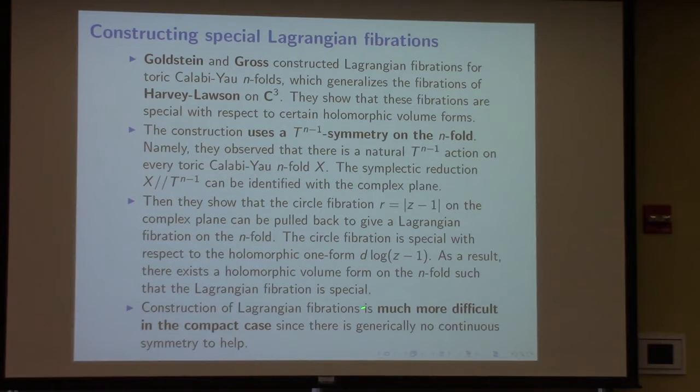Collisional Lagrangian fibration is much more different in the compact case, since we do not know how to use continuous symmetry to help. As I said, you can use a discrete symmetry, anti-holomorphic involution, that gives you one special Lagrangian, but you cannot deform that. So that caused trouble.